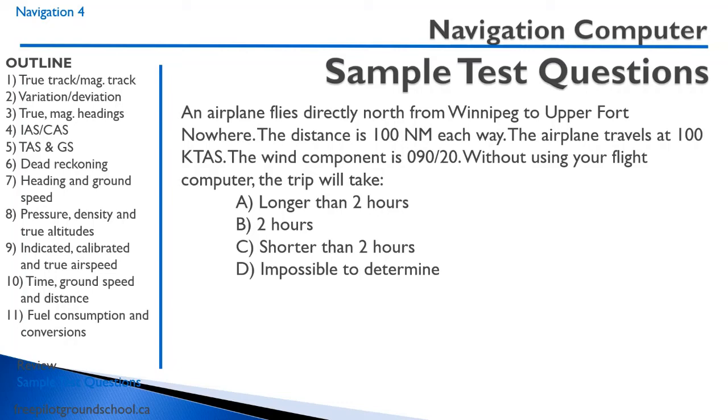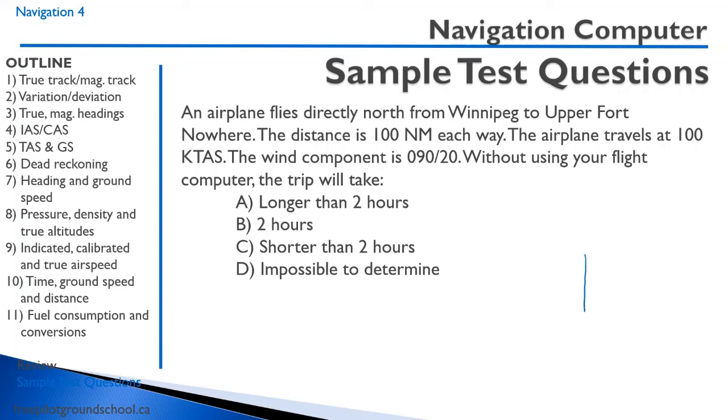So this comes down to triangle velocities, and I'm going to explain it. Because at first you're going to say, well, it's going to take 2 hours because it's a direct crosswind. So the direct crosswind doesn't add or subtract to our ground speed. As a matter of fact, it does. Our ground speed is going to be slightly less than 100 knots, okay?